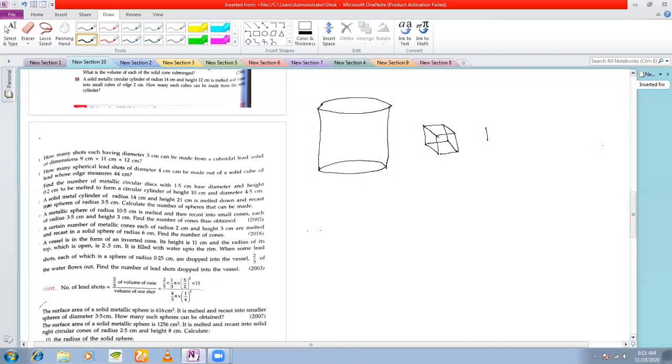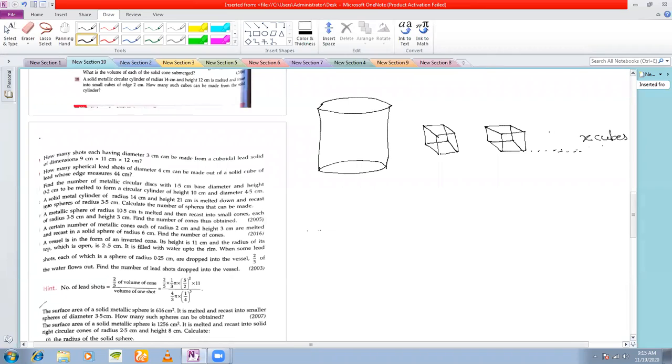I don't know how many. That is what the question is. How many cubes can you make out of this? Okay, so they are made into small cubes. I don't know how many. Let's say X cubes are made.